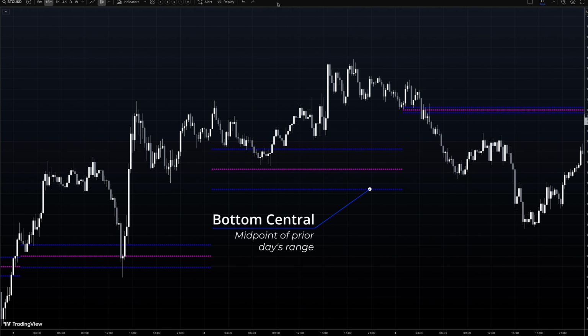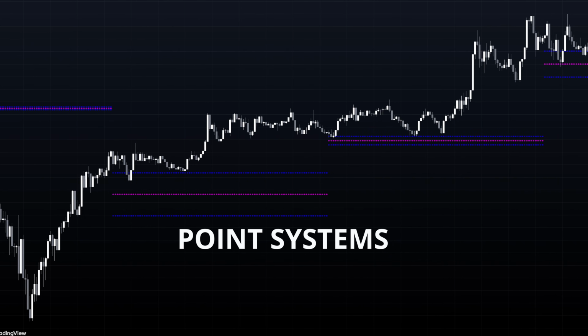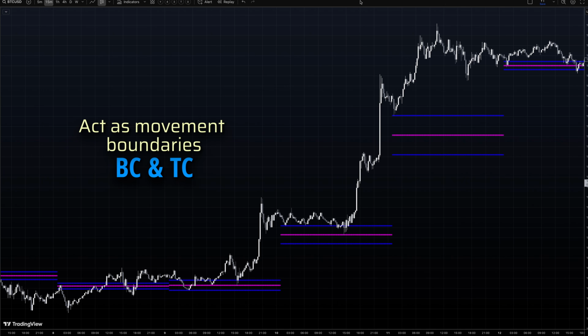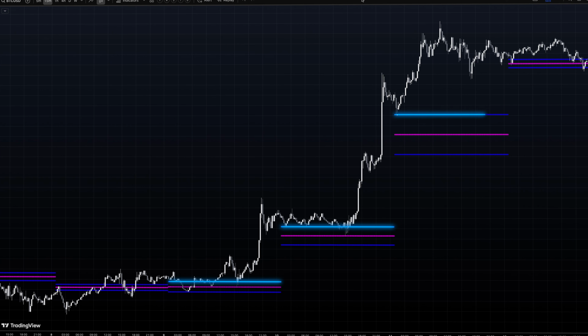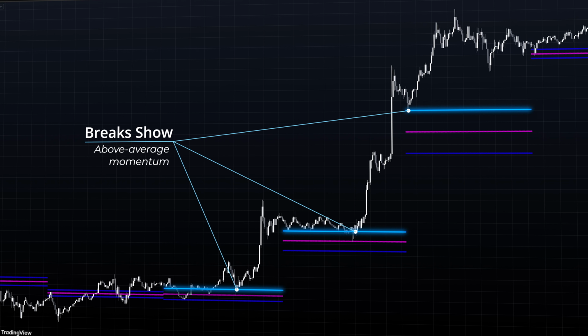The bottom central, BC, represents the midpoint between the previous day's high and low, while the top central, TC, extends beyond the pivot by the same distance that separates the pivot from BC, creating symmetrical boundaries around the central level. This approach differs from traditional pivot point systems by focusing on 3 specific levels. The BC and TC levels act as boundaries for expected price movement, with breaks above or below suggesting stronger directional momentum than typical intraday fluctuations.